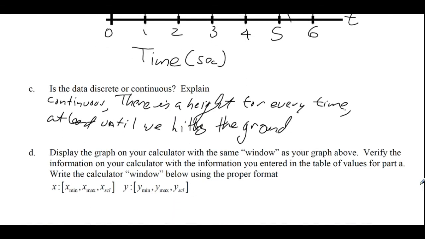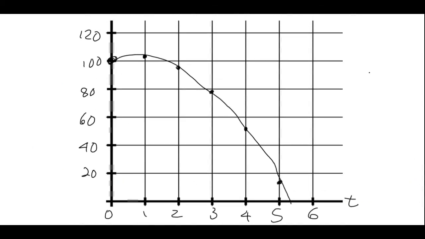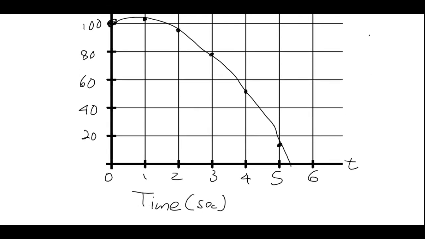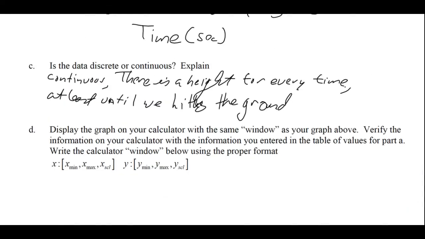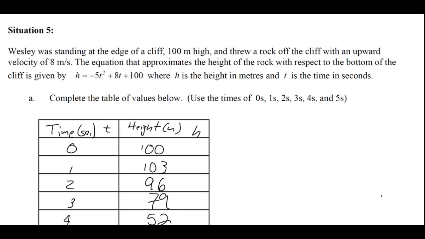Display the graph on your calculator with the same window as your graph above. Verify the information on your calculator with the information you entered in the tables for Part A. Write the calculator window below. So, display the graph on the calculator with the same window as your graph above. Okay, so our window goes from, this time I'll go the same. So 0 to 6 by 1s and 0 to 120 by 20s. I'm going to peek ahead. There's nothing to peek ahead at.